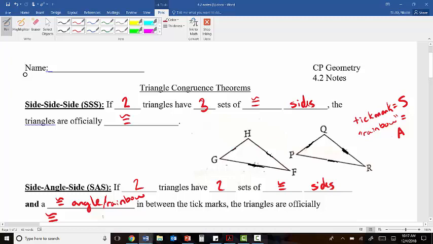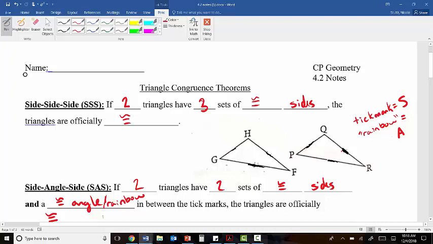So if I want to know for sure if these are congruent, normally I have to draw tick marks on all the sides and rainbows in the corners. But these theorems are saying, hey, that's actually not necessary. If you can get enough information to the point where you have 3 tick marks, 3 sides that are congruent, you don't need all the rainbows here. You can actually say, okay, they're congruent because of this theorem.